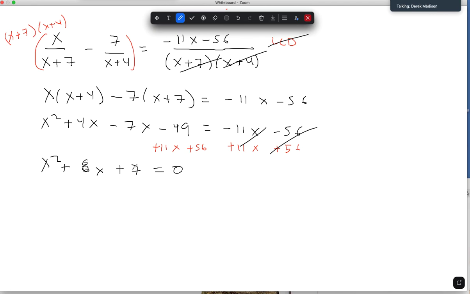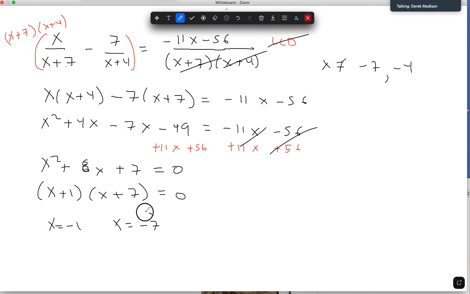And now we need two numbers that multiply to 7 and add to be 8. So that's going to be 1 and 7. And so we got x equals negative 1 potentially, and x equals negative 7. And our two bad numbers up here: x could not be negative 7 or negative 4 because of division by 0 in the original problem. So that negative 7 right there is extraneous. And so x equals negative 1 would be my solution. Hopefully that helps.